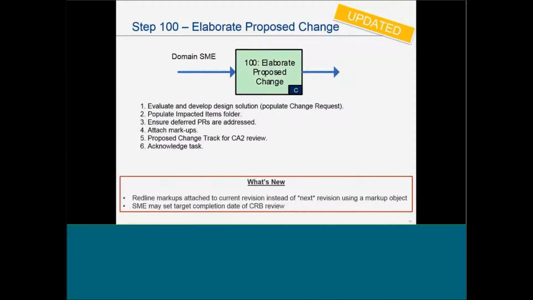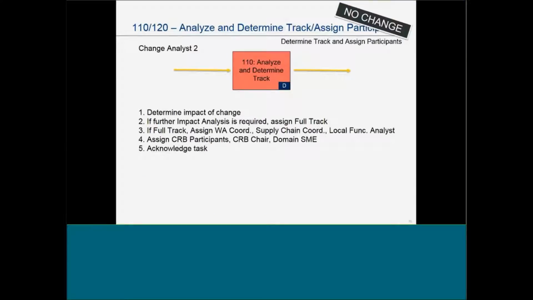In the first step 100, as you saw, my step instructions are the same, and what's new is that I attach the red line markups to the current revision instead of the next revision, and then I have the option to set a target completion date for the CRV review. After that, the change is routed to my change analyst, who assigns the participants for the change review board and the impact analysis, and there is no change to this task.